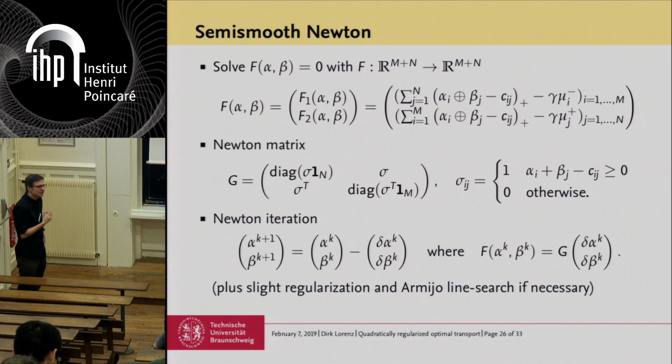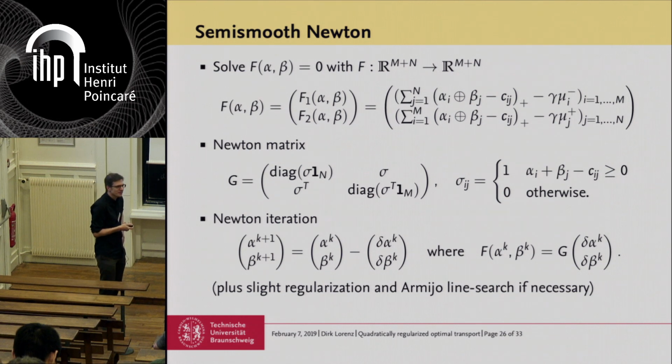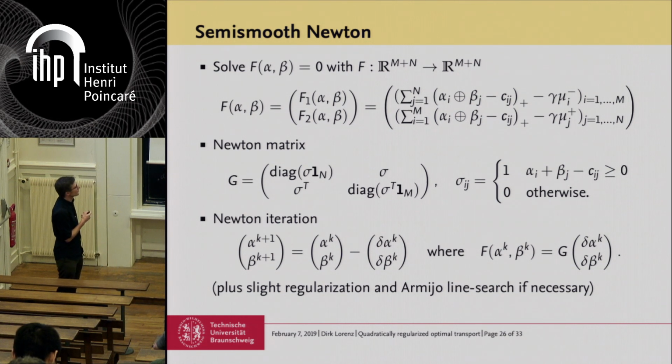And then what you need to do is to solve a linear system with this system matrix over here. So you calculate the right-hand side, which is just the residual over there, solve with the Newton matrix, and then you get a new step. So there were a few minor problems with this. One problem is this matrix has a non-trivial kernel.